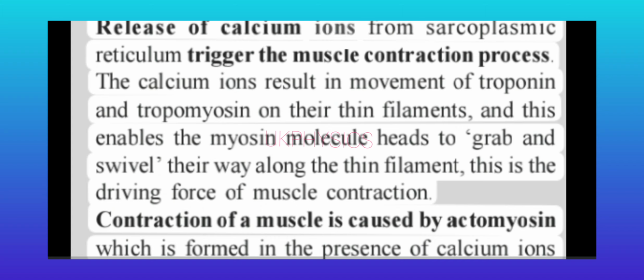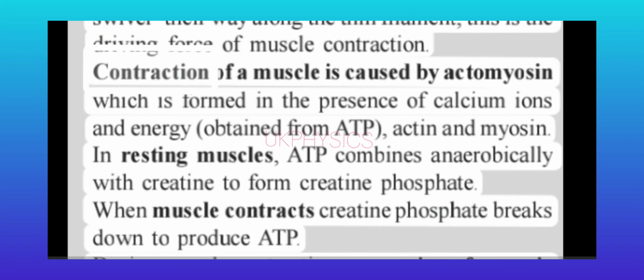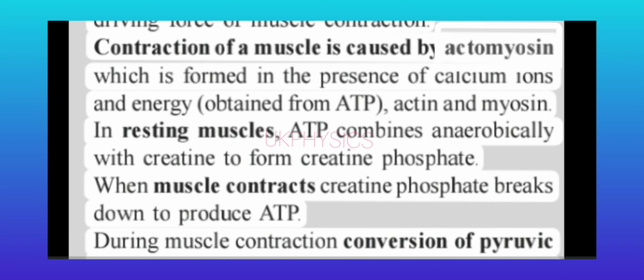Release of calcium ions from the sarcoplasmic reticulum triggers the muscle contraction process. The calcium ions result in movement of troponin and tropomyosin on the thin filaments, and this enables the myosin molecule heads to grab and swivel their way along the thin filament. This is the driving force of muscle contraction. Contraction of a muscle is caused by actomyosin, which is formed in the presence of calcium ions and energy obtained from ATP, actin and myosin.